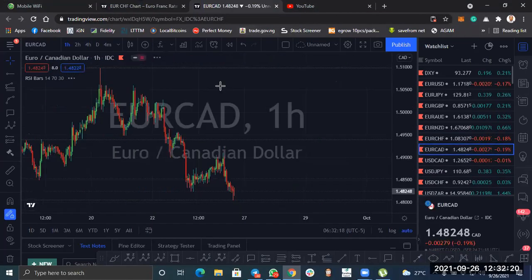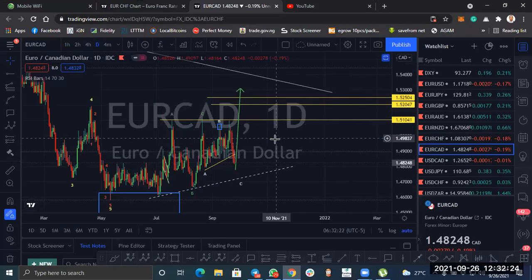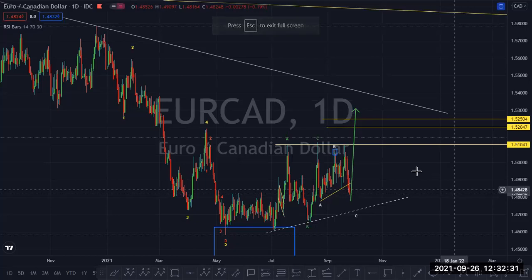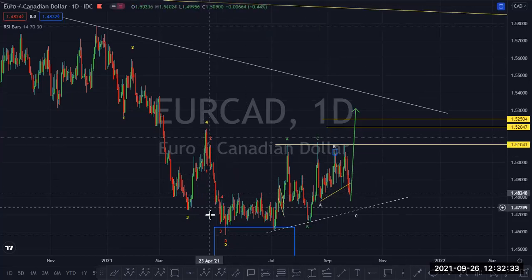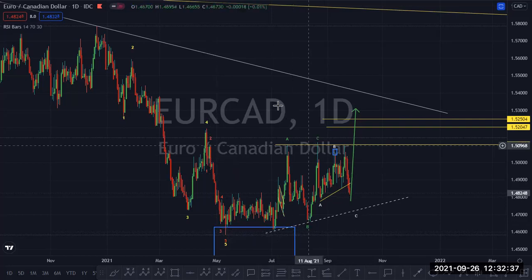EUR, let's see daily first. The EUR is in correction, and the correction seems to have ended here based on daily move, but on 4 hours it is still correcting. So let's see 4 hours.